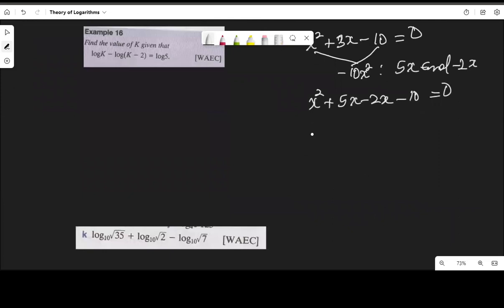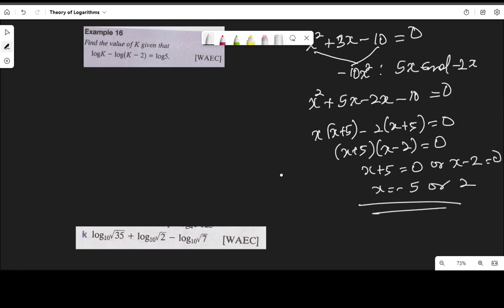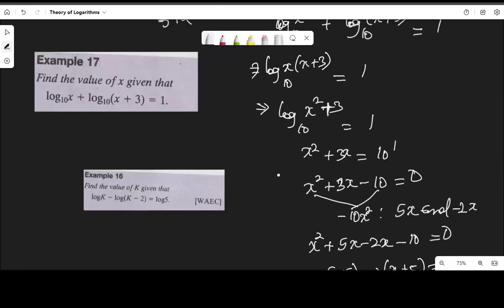Factorizing this, I'll have s into s plus 5 minus 2 into s plus 5 equal to 0. S plus 5 and s minus 2 equal to 0. S plus 5 equal to 0 or s minus 2 equal to 0. S is minus 5 or 2. That is the answer to that. Minus 5 or 2. That is question 17.